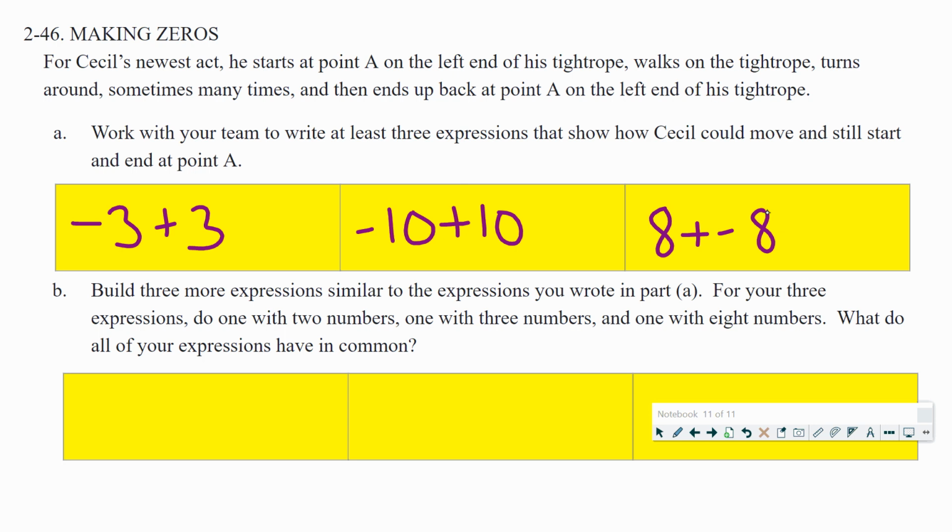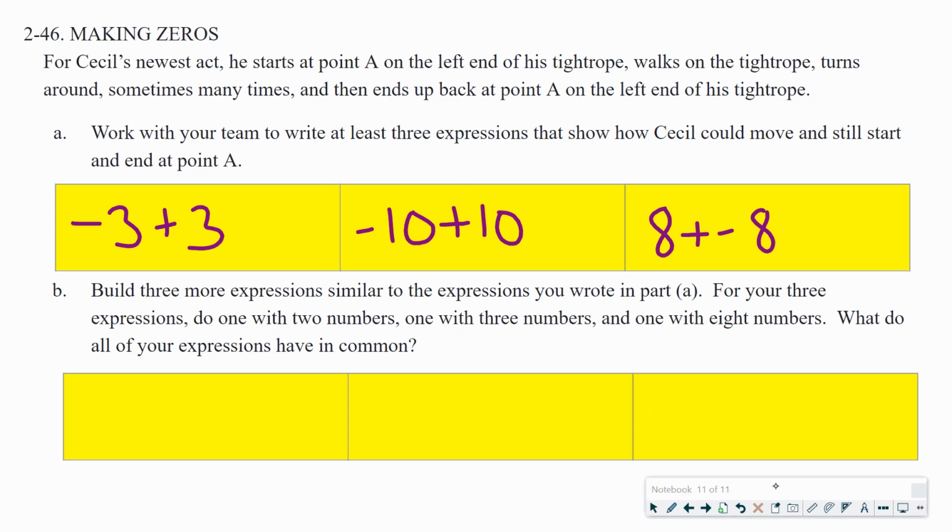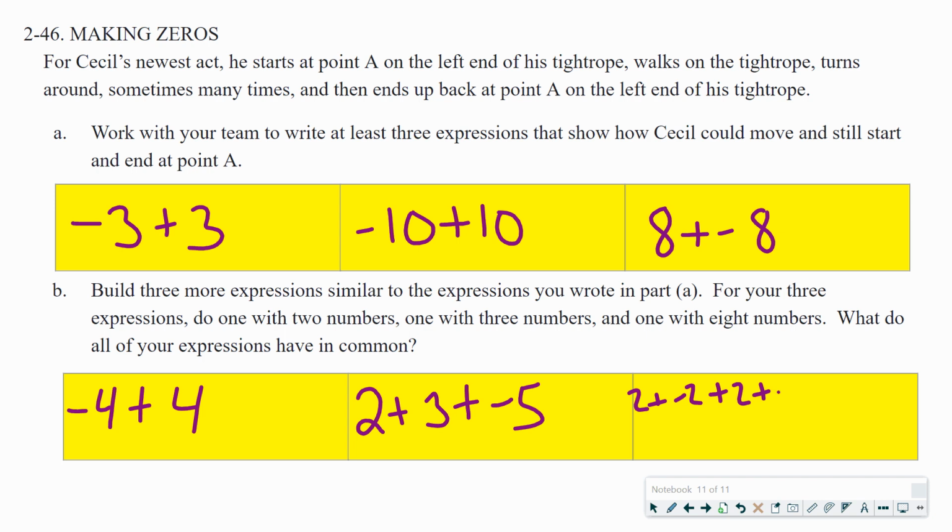Then it says build 3 more expressions similar to the expressions you wrote in part A. For your 3 expressions, do 1 with 2 numbers, 1 with 3 numbers, and 1 with 8 numbers. So 1 with 2 numbers would be similar to what I did here, negative 4 plus 4. With 3 numbers, I could do 2 plus 3 plus negative 5, as long as my answer equals 0. And with 8 numbers, I'm just going to do 2 plus negative 2, plus 2 plus negative 2, plus 2 plus negative 2, plus 2 plus negative 2.